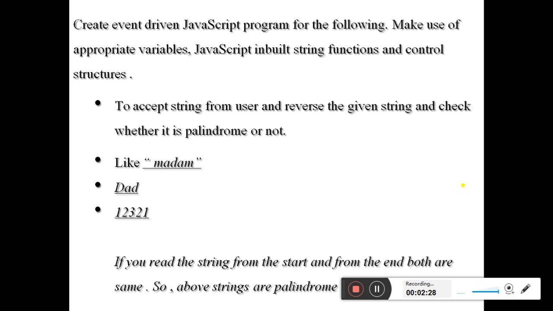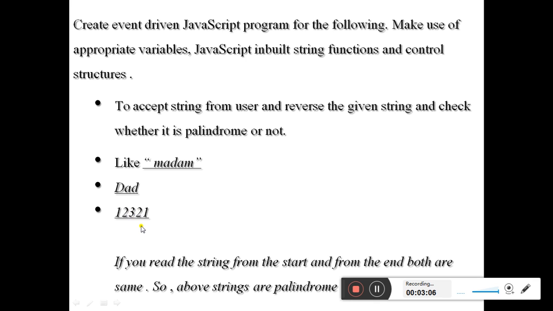For example, madam, M-A-D-A-M. If you read it from the right side, it will be the same, and from the left side it will be the same string. Like dad, D-A-D, the same string from here and from here. But the difference is of capital letter and small letter, so that is not palindrome because we are using capital and small letters here. Now this is 1 2 3 2 1. So what is this? It is a string.